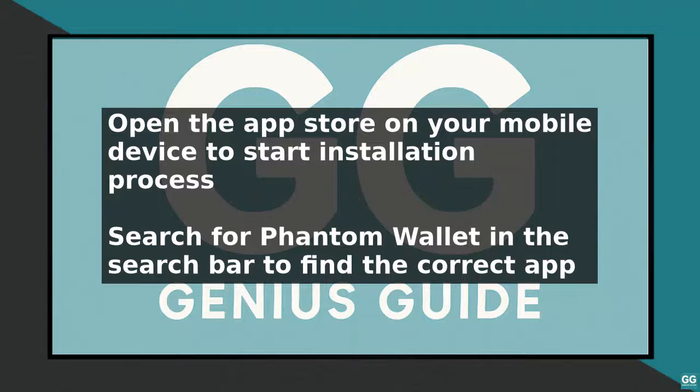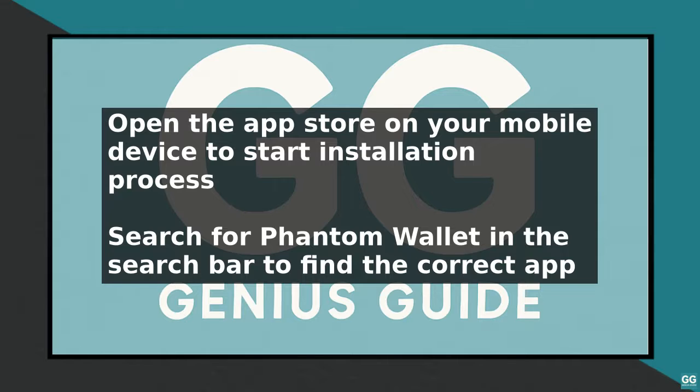To install the Phantom Wallet mobile app, follow these steps. First, open the App Store on your mobile device. This could be the Apple App Store for iOS devices or the Google Play Store for Android devices. Next, search for Phantom Wallet in the search bar and select the correct result from the search list.